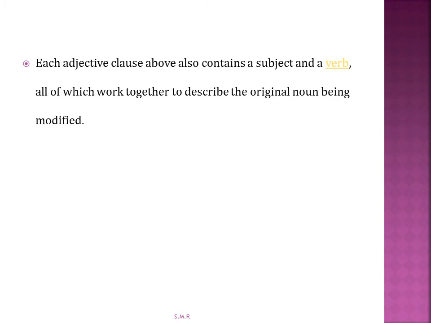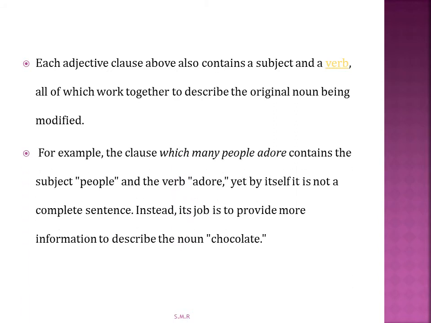Each adjective clause above also contains a subject and a verb, all of which work together to describe the original noun being modified. For example, the clause which many people adore contains the subject people and the verb adore, yet by itself it is not a complete sentence. Instead, its job is to provide more info to describe the noun chocolate.